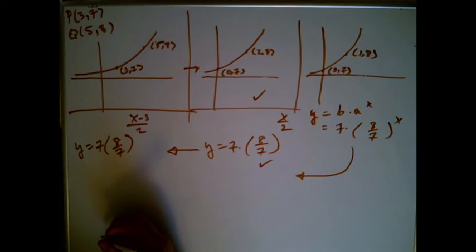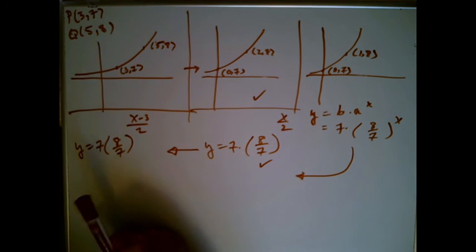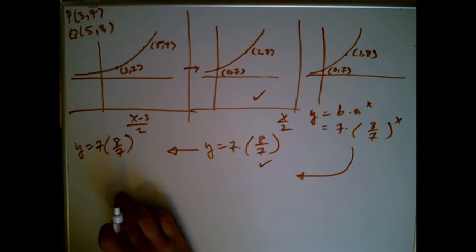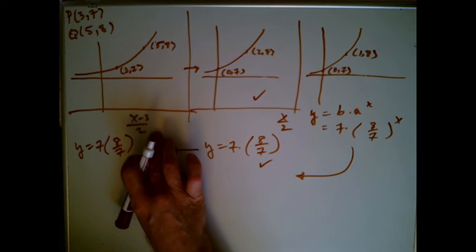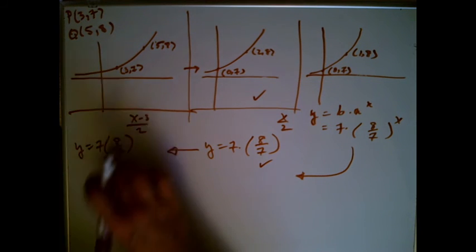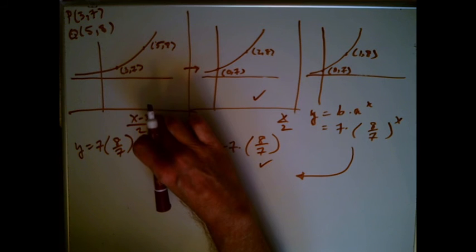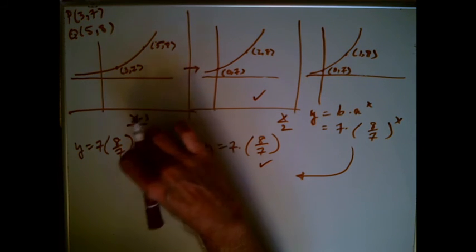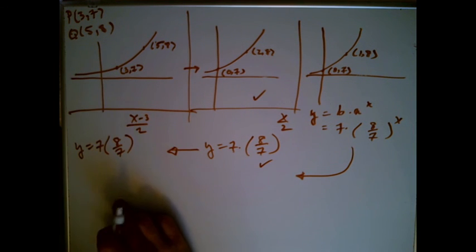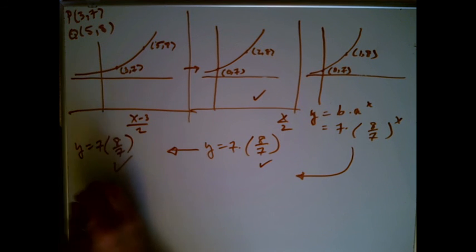Now, it's certainly an exponential graph. We can check this with Desmos if we like, which is great. We'll talk about that at some other time. But meanwhile, I know that when I'm supposed to plug in 3, I'm supposed to get 7. When I put a 3 in on top, I get 0. 8/7 to the 0 is 1. 7 times 1 is 7, so (3, 7) works. I know that when I plug in 5, I'm supposed to get 8. 5 minus 3 is 2. 2 over 2 is 1. 8/7 to the 1 is 8/7. 7 times 8/7 is 8. So sure enough, this is the right formula for our exponential function.